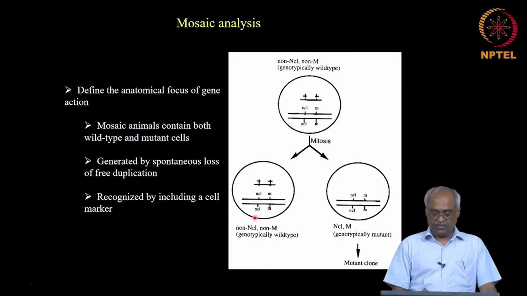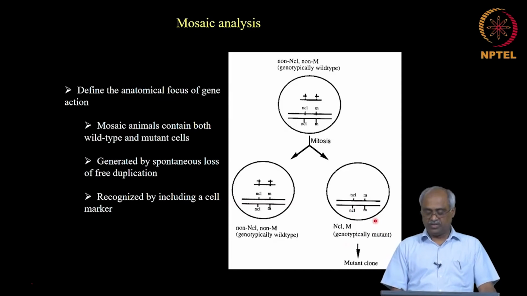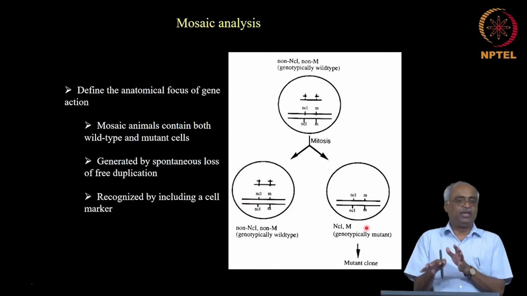Now, after mitosis some cells will maintain the duplication, and as a result you will say that is wild type because it is non NCL. So, you will assume that is like wild type, and here you do not have that, and as a result the nucleolus is enlarged, then you know that is genotypically mutant, and then you see what happens to that cell or the cells that descended from it. So, the loss of duplication is what we are using here as a marker. This duplication is one way of doing mosaic.